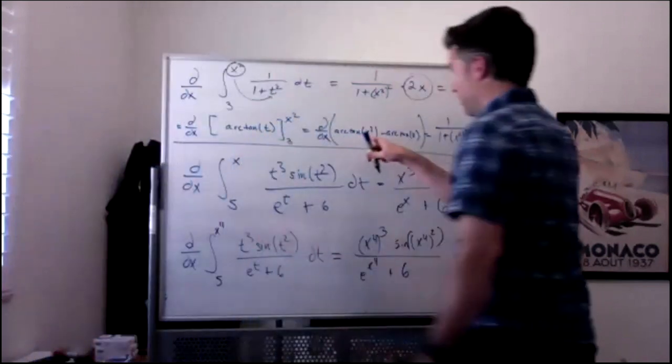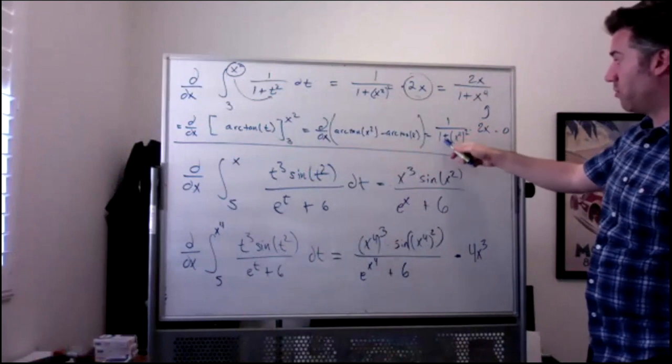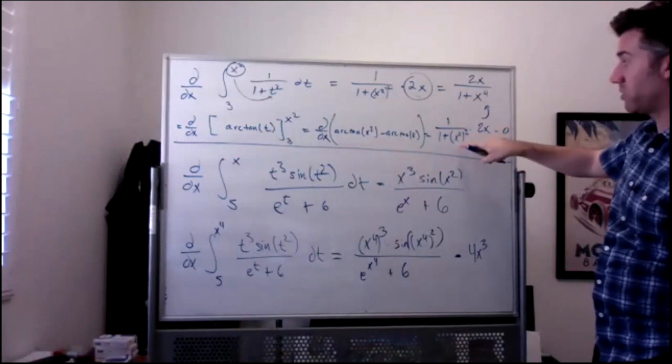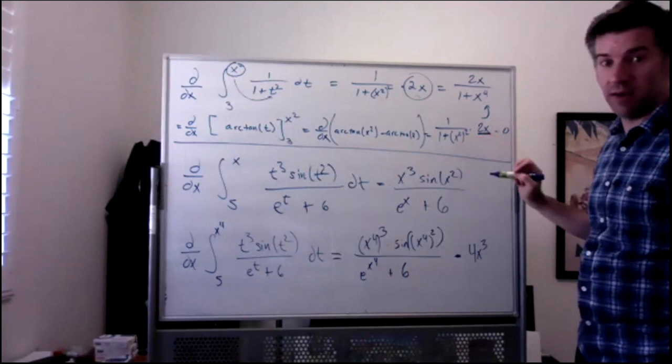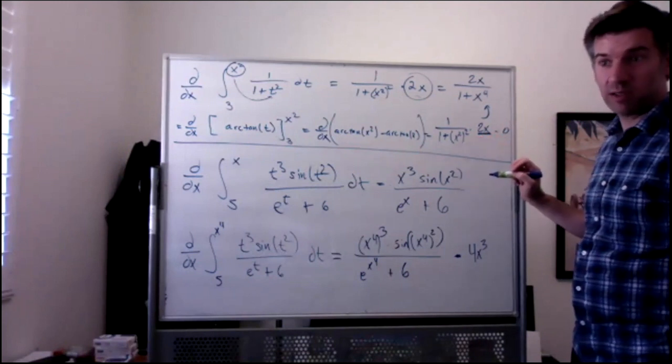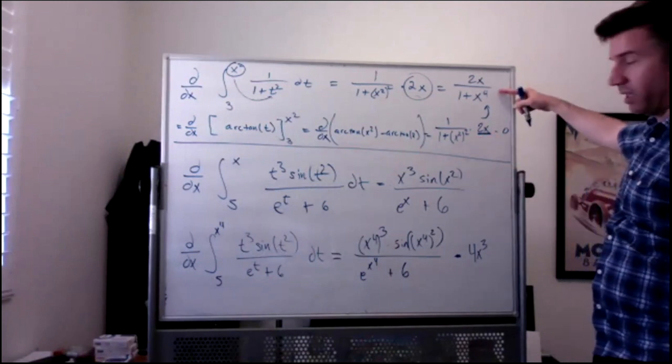So the derivative of arctangent of x squared is 1 over 1 plus the stuff squared, so x squared squared, times the derivative of the stuff. And the derivative of x squared is 2x, which is exactly what we have up here. I just didn't simplify it.